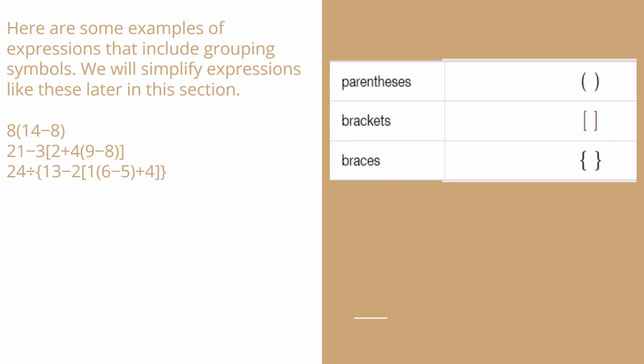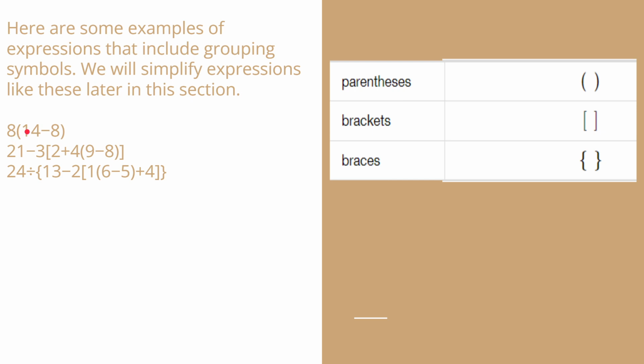Common grouping symbols. Here are some examples of expressions that include grouping symbols. We will simplify expressions like this later in this section. x(14 minus x). These are what we call parentheses, brackets, and braces. Parentheses are the smallest ones, so you do the numbers in the parentheses first, then the numbers in the brackets, then the braces.